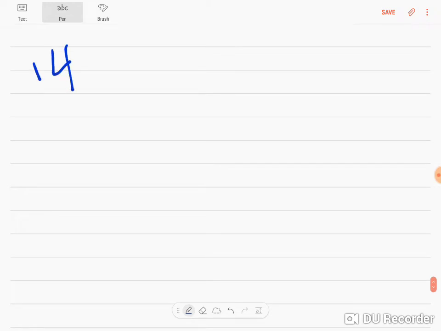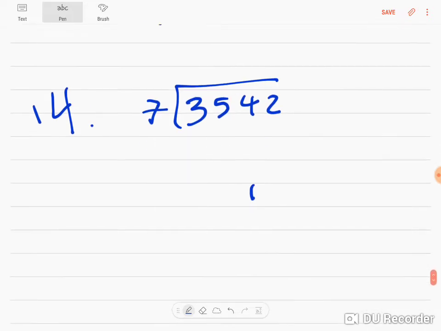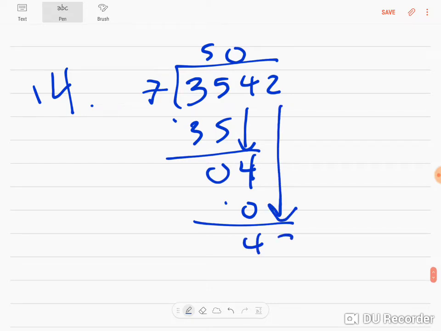Number 14. $3,542 divided by 7. How many times does 7 go into 35? It is 5. How many times does 7 go into 4? 0. It cannot. Bring down the 2. How many times can 7 go into 42? 6. All right.